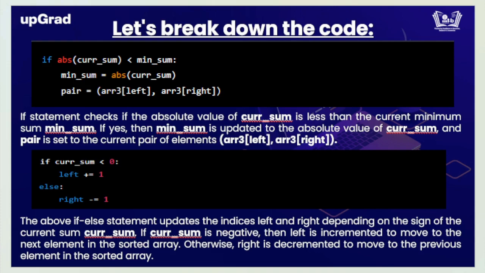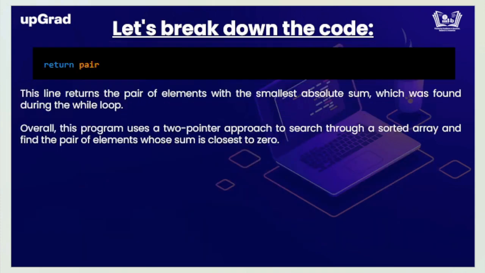We also have another if statement inside the loop, which we have mentioned in the slide also. The if-else statement updates the indices of left and right depending on the sign of the current sum. If the current sum is negative, then left is incremented to move to the next element in the sorted array. Otherwise, right is decremented to move to the previous element in the sorted array. In the last line, we return the pair.